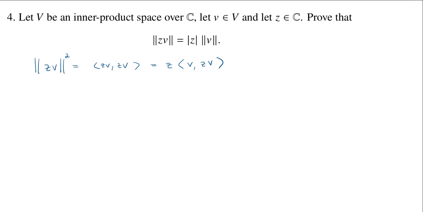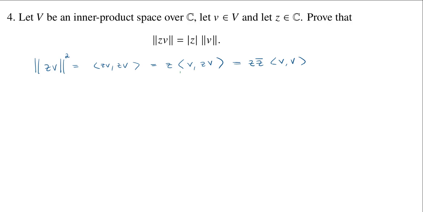Now I would like to pull the z out of the second component, but I don't quite have second argument homogeneity. It's almost second argument homogeneity. It's actually second argument conjugate homogeneity. I can pull this z out, but I have to give it a complex conjugate. So this is equal to z times z bar times the inner product of v with v. And just as an aside, let's remind ourselves why this is.